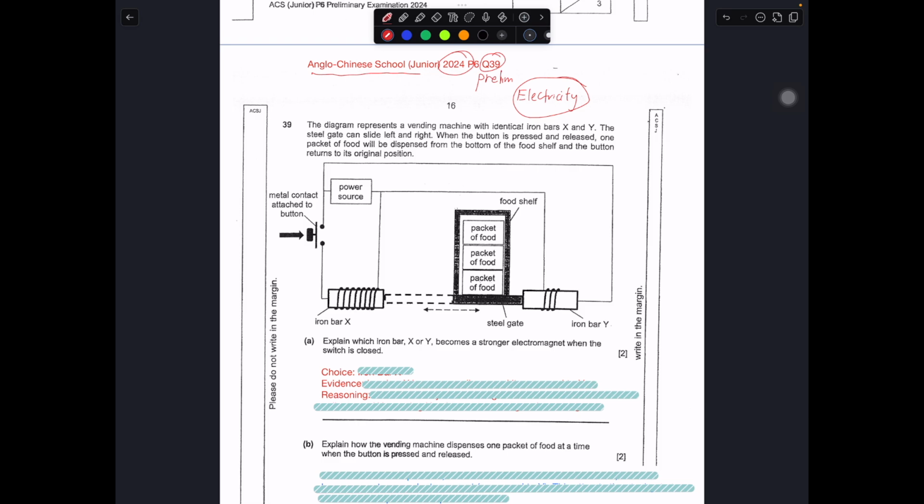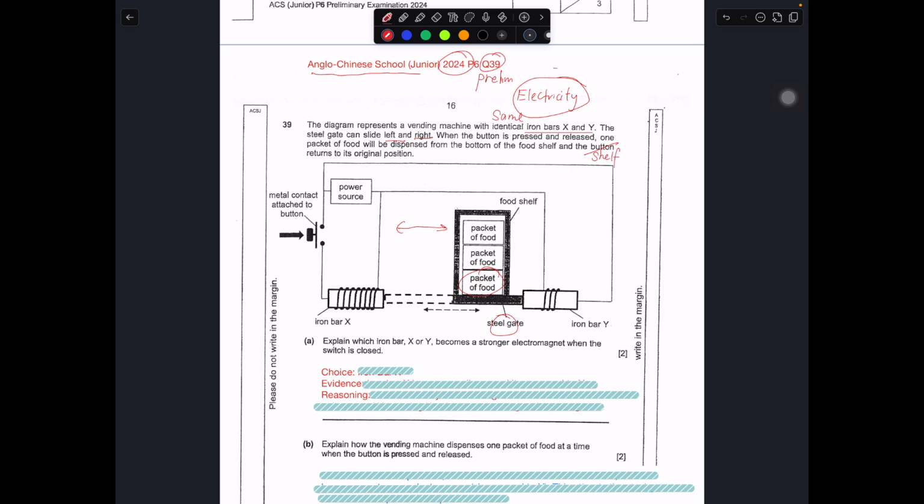Okay, the diagram represents a vending machine with identical iron bar X and Y. So that means they are the same bar. Okay, the steel gate can slide left, right, go back and forth, which is this part. When the button is pressed and released, one packet of food is dispensed from the bottom of the food shelf, and this should be the shelf. The shelf returns back to its original position.